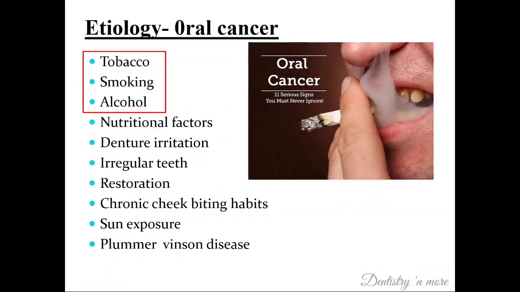Then moving on to the question in regard to oral cancer. What are the etiology? As you know, etiology for oral cancers are mostly due to adverse habits that have been taken by the patient. So that is tobacco, smoking, as well as alcohol predisposition is also seen in the etiological factor for oral cancer. Then there are other nutritional factors, also trauma, and irregular teeth itself. The traumatic factor can lead to the oral cancer itself, and also any restorations, even cheek biting habits, sun exposure due to the exposure to UV light itself, and also some syndromes or systemic conditions such as that of Plummer-Vinson disease.